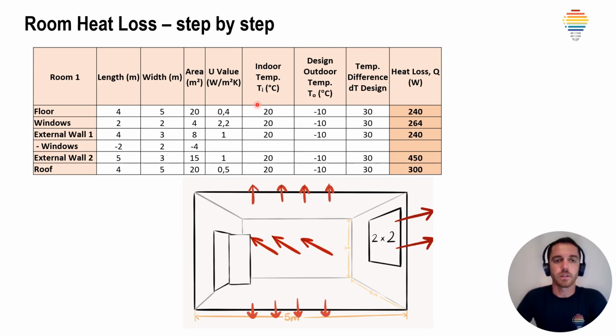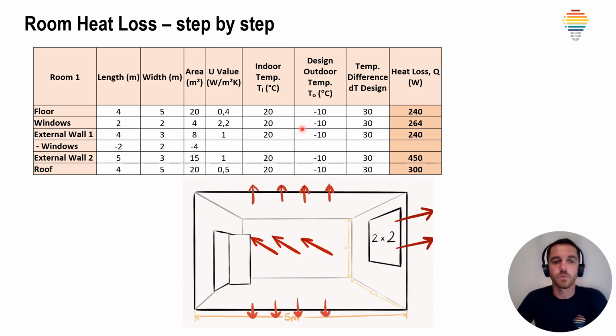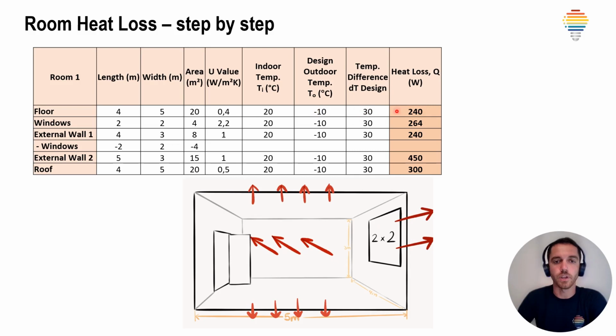What is also important, we need design indoor temperature. For example, we want 20 degrees inside, and design outdoor temperature for this example is -10. So the temperature difference between outdoor and indoor is 30 degrees. Then we can calculate heat loss of each area.